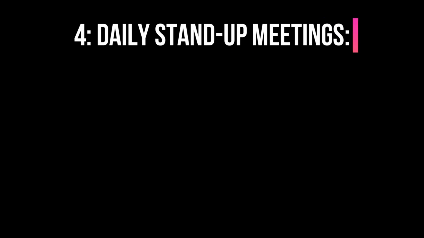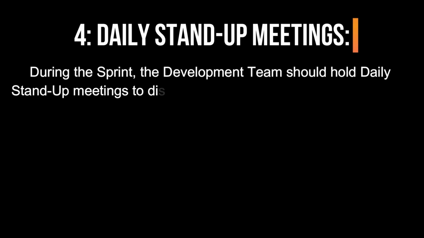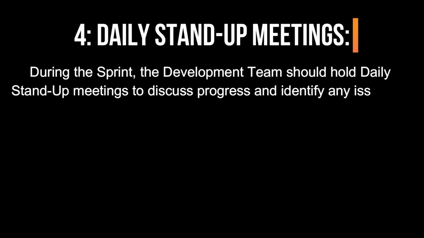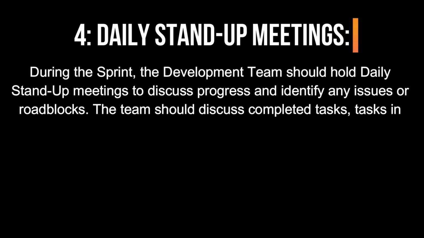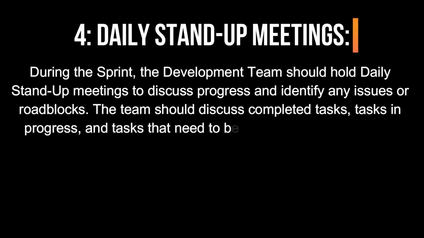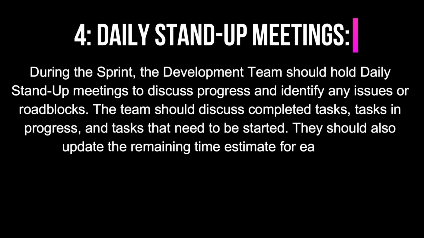4. Daily stand-up meetings. During the sprint, the development team should hold daily stand-up meetings to discuss progress and identify any issues or roadblocks. The team should discuss completed tasks, tasks in progress, and tasks that need to be started. They should also update the remaining time estimate for each task.